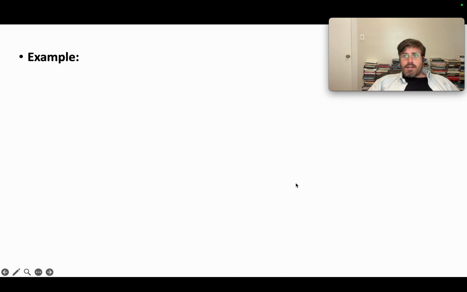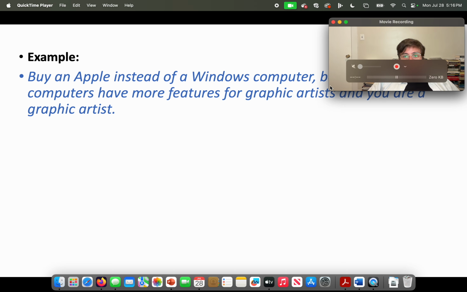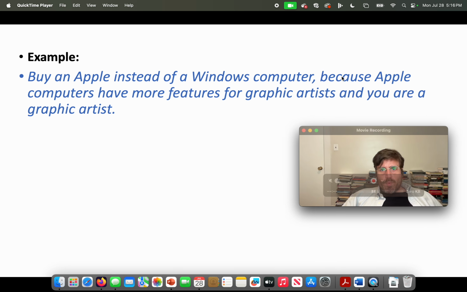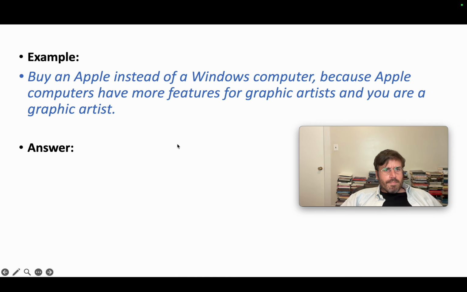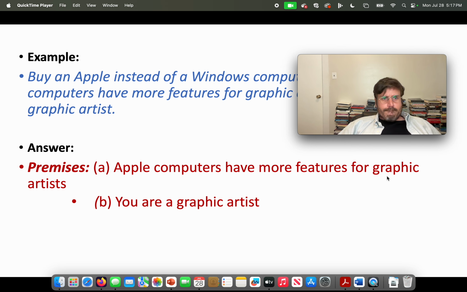Okay, so let's look at a few examples. Buy an Apple instead of a Windows computer because Apple computers have more features for graphic artists and you are a graphic artist. All right. Maybe reread the sentence. It's a little clunky to me, actually, what's being said here, and start to think about premises and conclusions. So what are the premises? We have one premise: Apple computers have more graphic features for graphic artists, right?